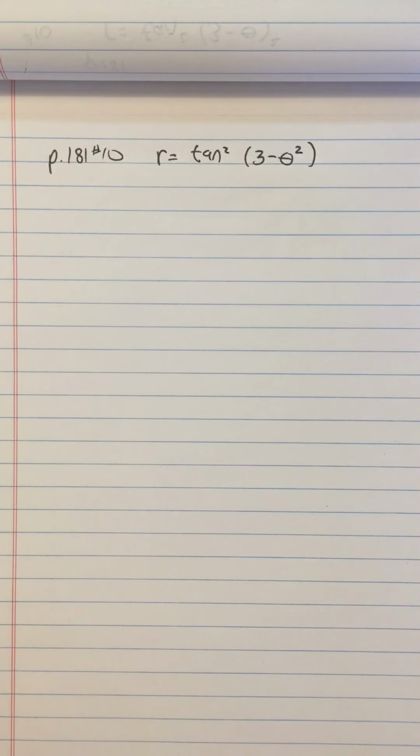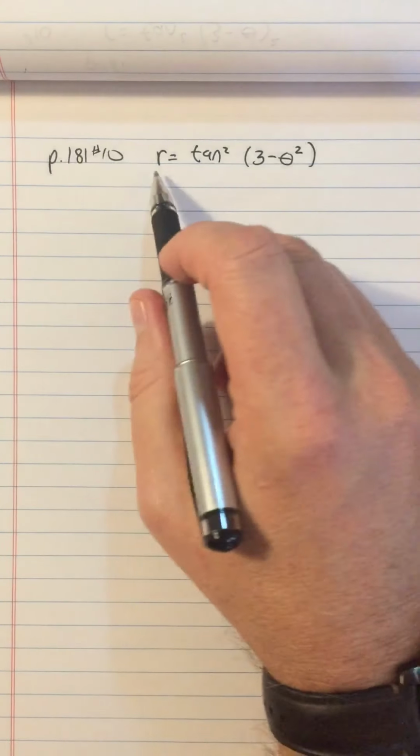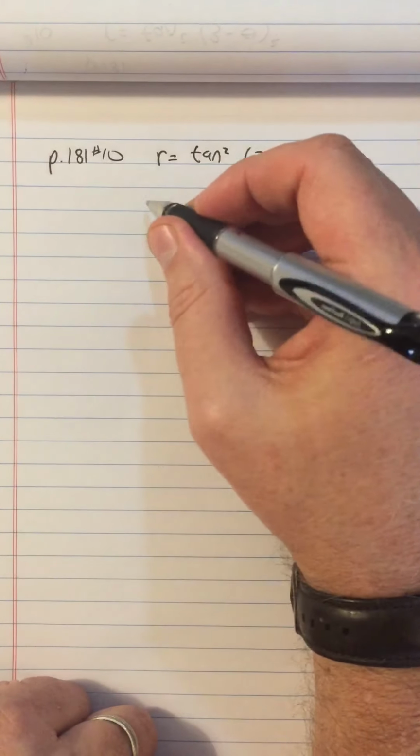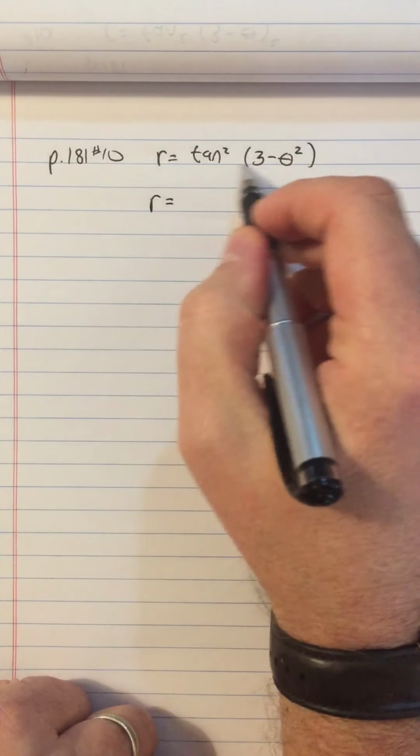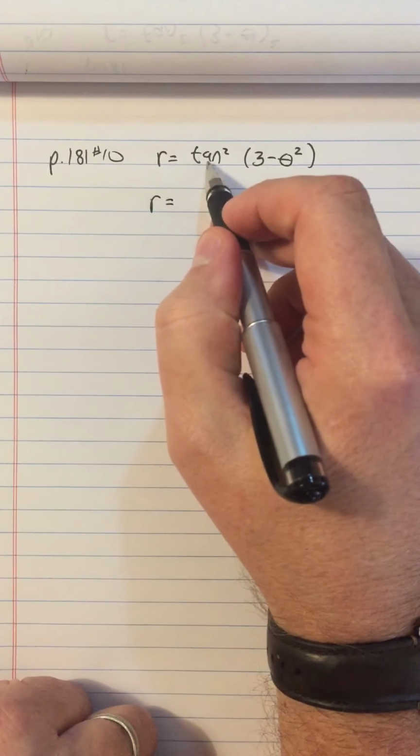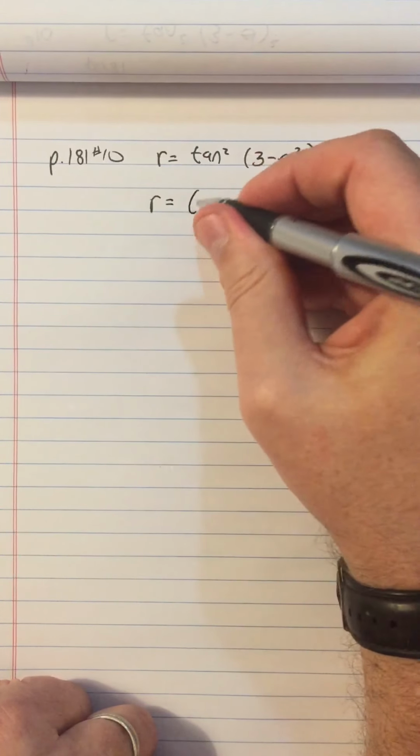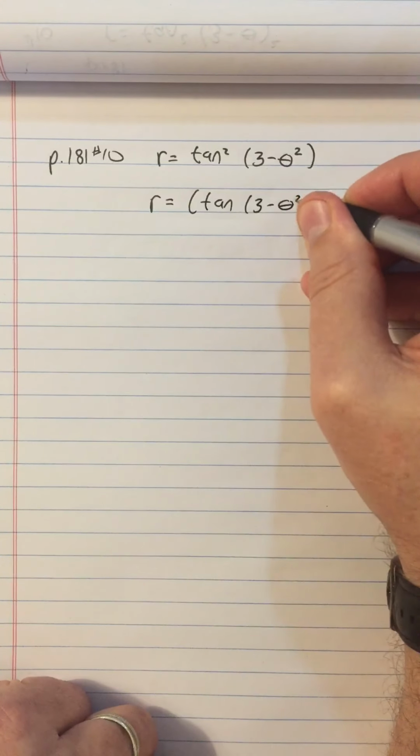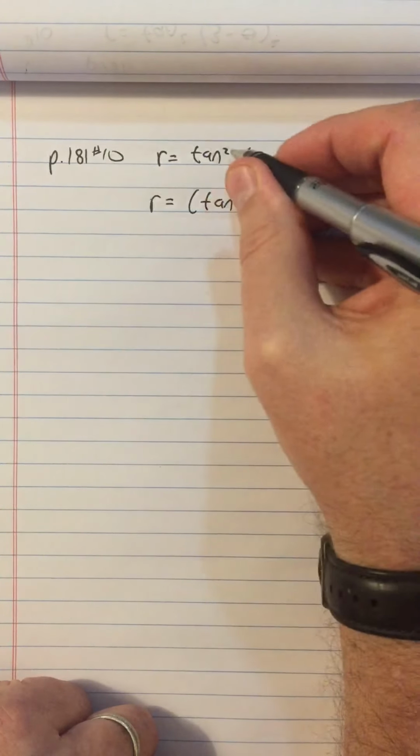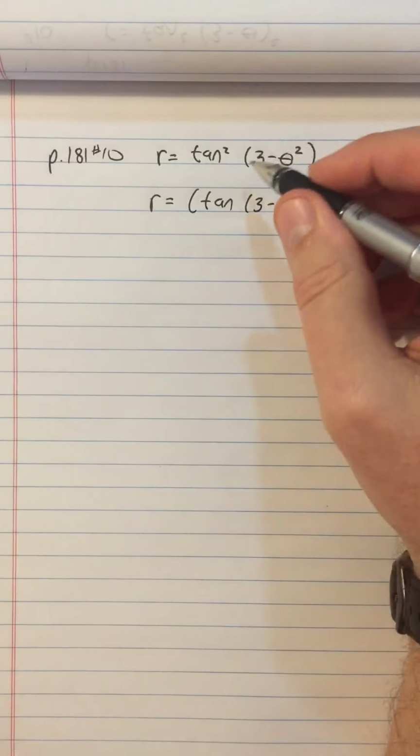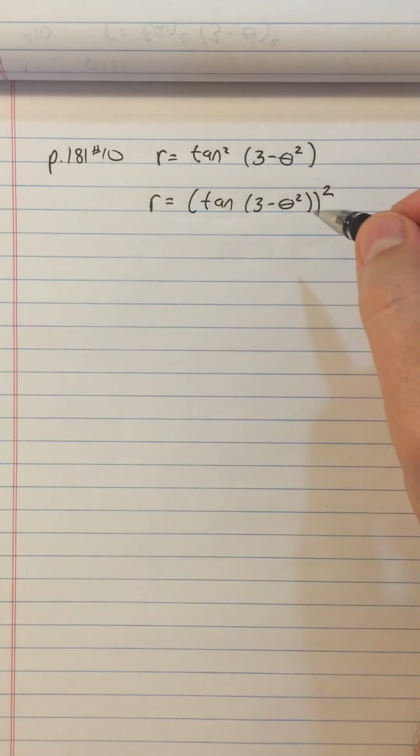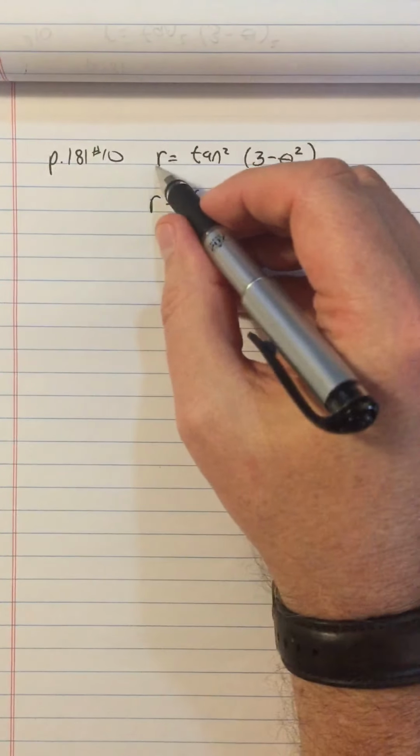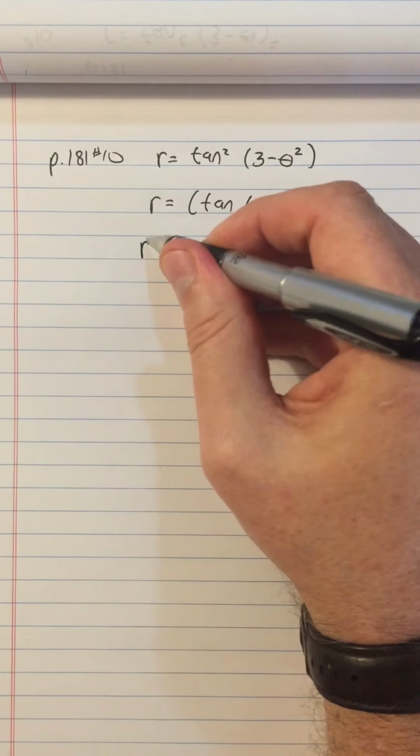So continuing with page 181, number 10, I have r equals tan squared (3 minus theta squared). The first thing you've got to understand with a trigonometric function with an exponent is that you should rewrite that with the exponent outside parentheses. So I have this function, and then that squared is really out here. I haven't done any calculus. This is just rewriting the trigonometry. Then I'm going to do calculus. So this is r, and I'm going to do r prime.